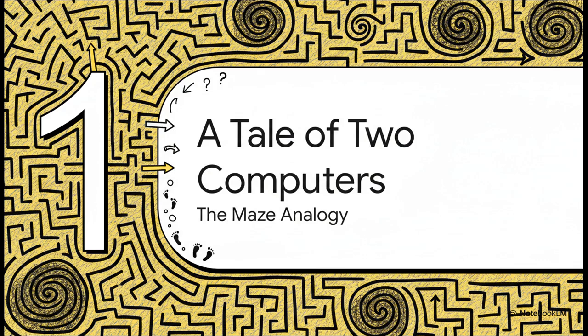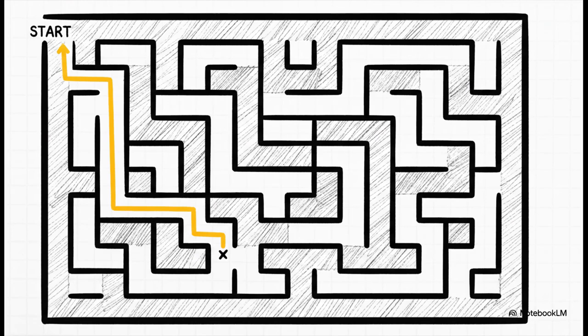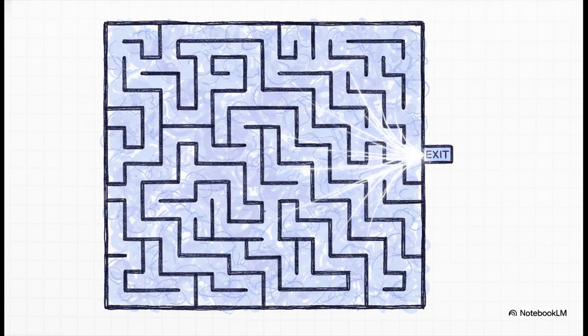Just imagine you're trying to find your way out of a massive, incredibly complex maze. Now, a classical computer is like a person who has to walk down every single path one by one, right? They go down a path, hit a dead end, have to turn all the way back, and then try the next one. It's a very slow, very linear, step-by-step process until they finally stumble upon the way out. But a quantum computer, whoa, it is a completely different beast.